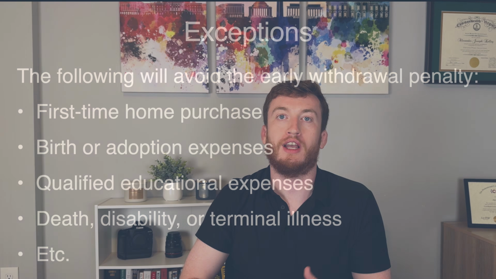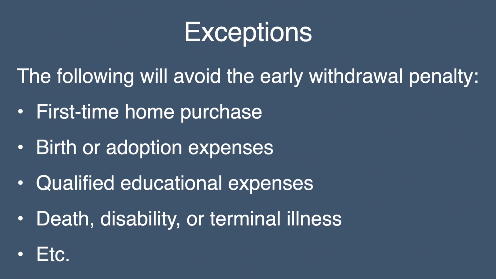Now, there are exceptions that allow you to avoid this penalty on the early withdrawal of your earnings. These common exceptions include up to $10,000 for your first-time home purchase, up to $5,000 for birth or adoption expenses. You can also avoid the penalty with qualified educational expenses, death, disability, and terminal illnesses, and other criteria. So this account allows for some flexibility in that contributions can be withdrawn tax and penalty free. There's also ways to avoid paying the penalty on those early withdrawals of your earnings.